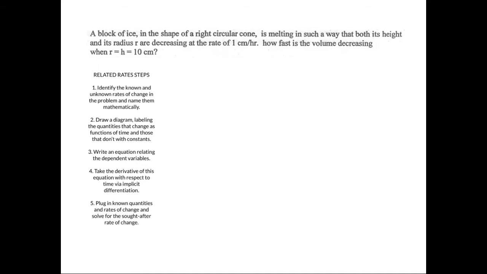A block of ice in the shape of a right circular cone is melting in such a way that both its height and radius are decreasing at the rate of 1 centimeter per hour. How fast is the volume decreasing when r equals h equals 10? So again, I've got a right circular cone. I could draw a point up or point down. Problem doesn't tell me. I'm going to draw a little picture.